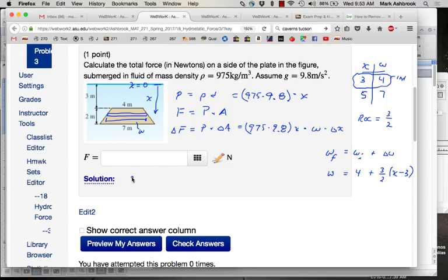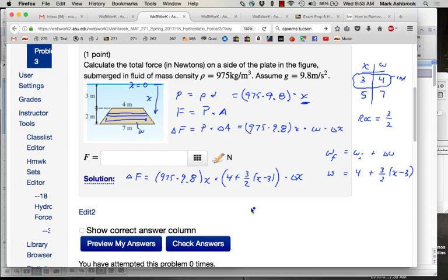Yeah, sure. So delta F equals 975 times 9.8 times X times the W, 4 plus 3 halves (X minus 3), times delta X. Okay, so notice the depth was based on this frame of reference we picked. The width formula was based on this frame of reference that we picked.